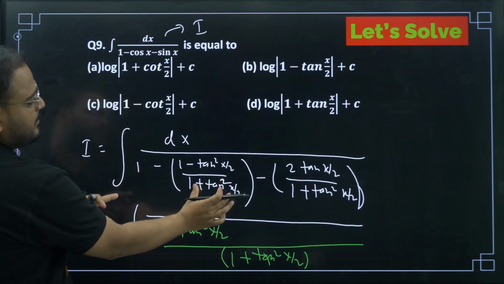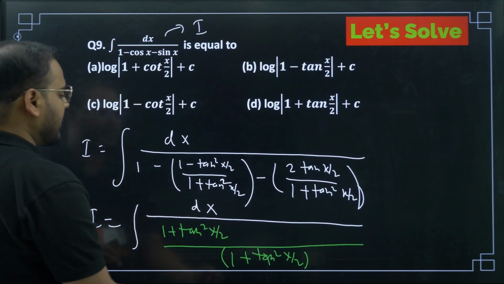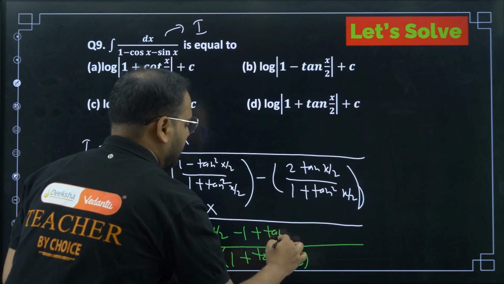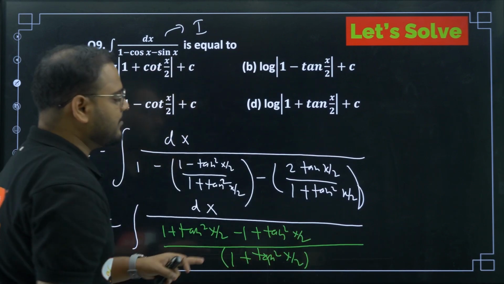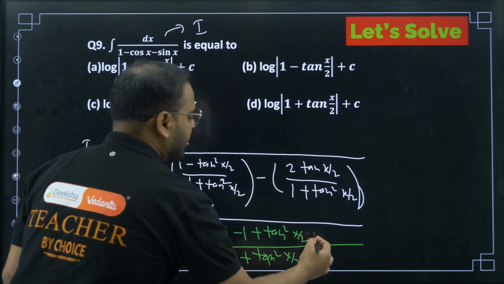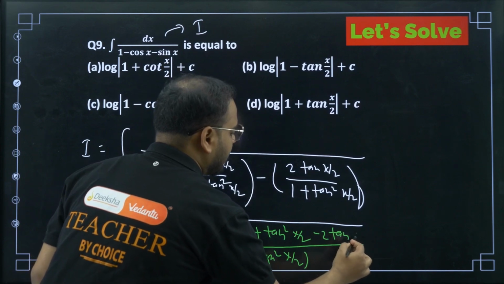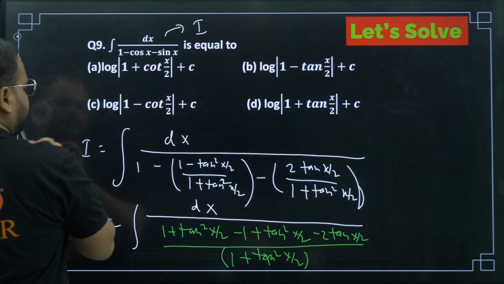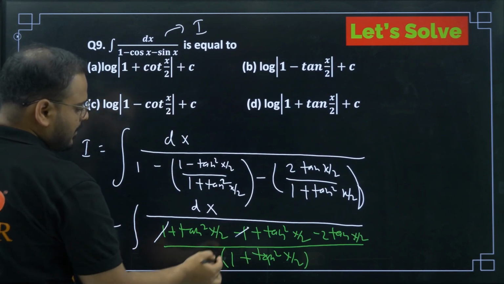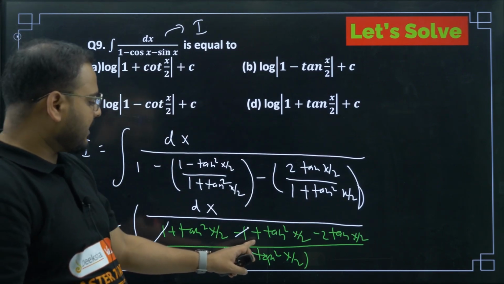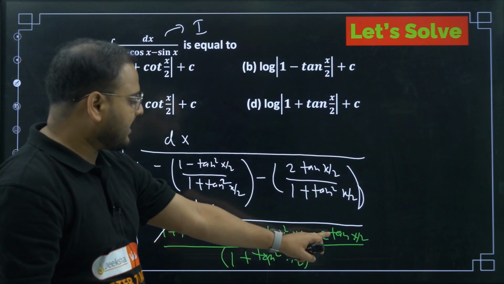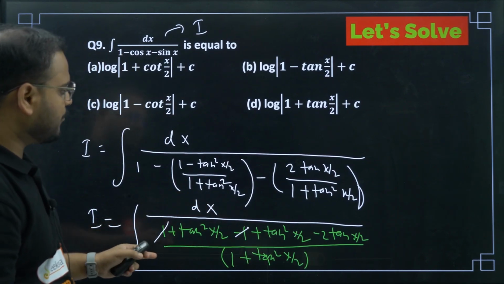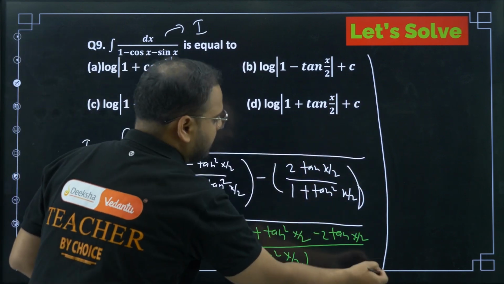This is the same thing, right? I have to open the bracket. The denominator is the same, so I'll open the bracket. You'll get minus 1 here, plus tan square x by 2. Same thing over here, simply open the bracket, minus 2 tan x by 2. I can cancel 1 and 1. What I'm left with is 2 tan square x by 2 minus 2 tan x by 2.